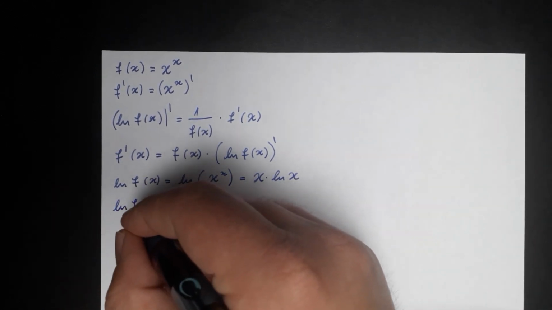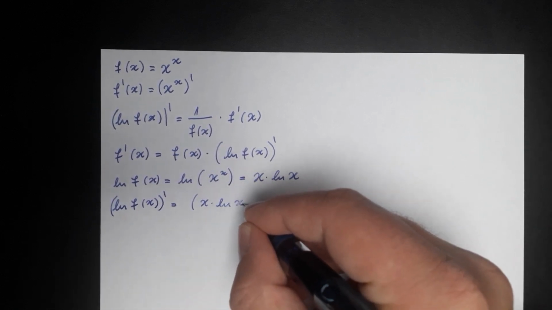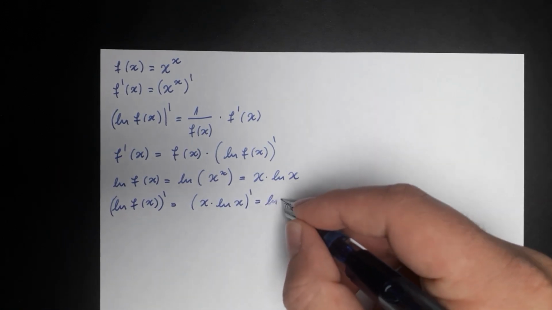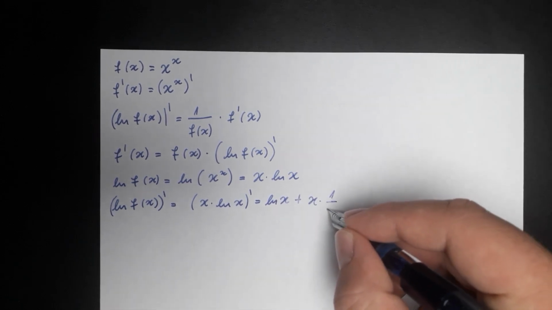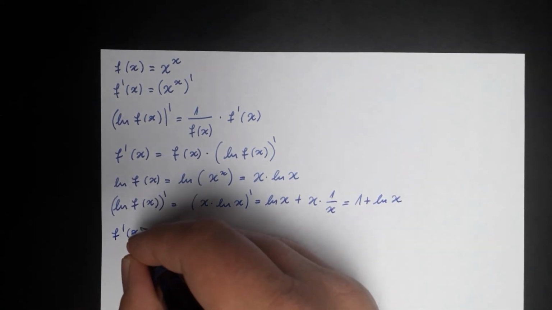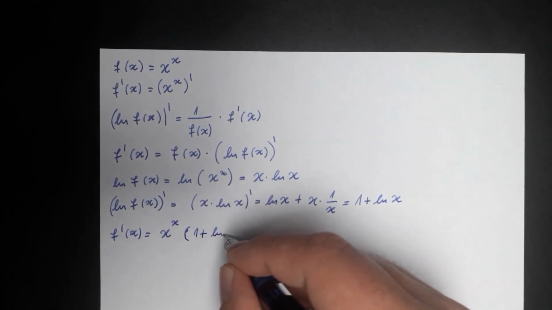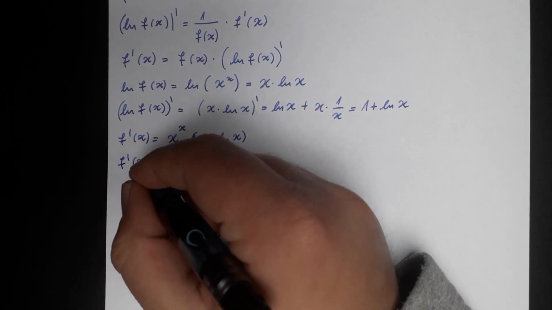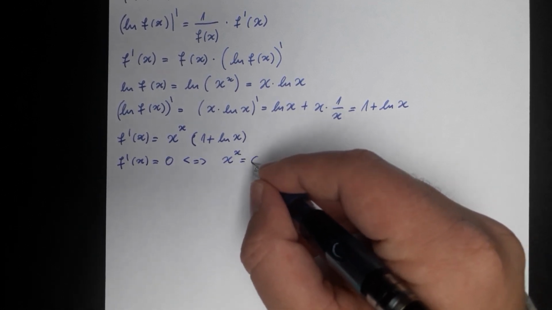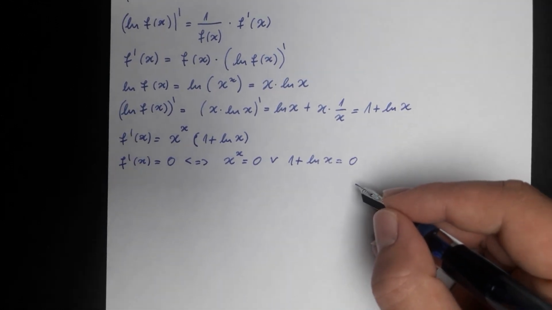Now the derivative of ln of f of x is equal to the derivative of x times ln of x. The derivative of this product is equal to ln of x plus x times 1 over x, which is only 1 plus ln of x. The derivative of f is then equal to x to the power x times 1 plus ln of x. The derivative of f is equal to 0 if and only if x to the power x is equal to 0, or 1 plus ln of x is equal to 0.